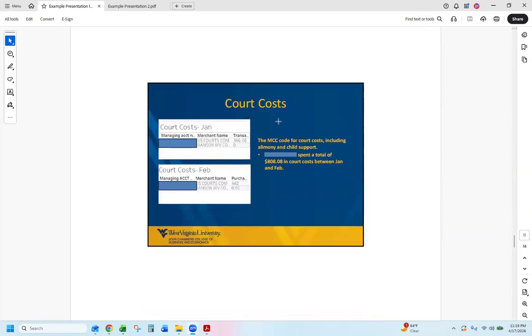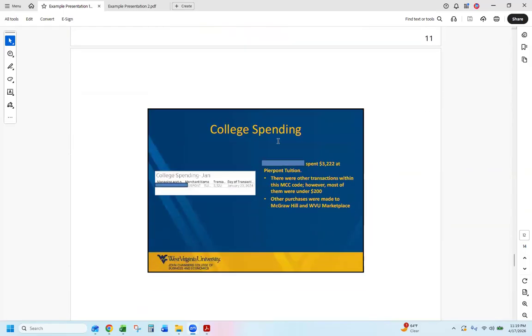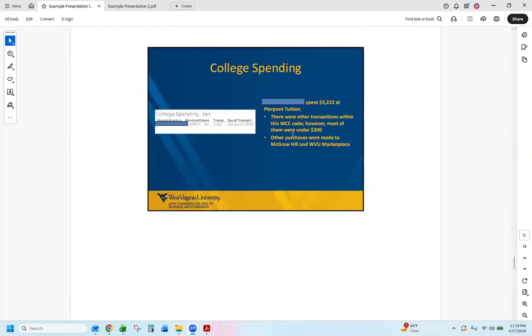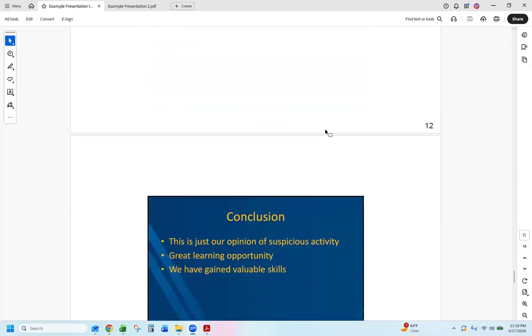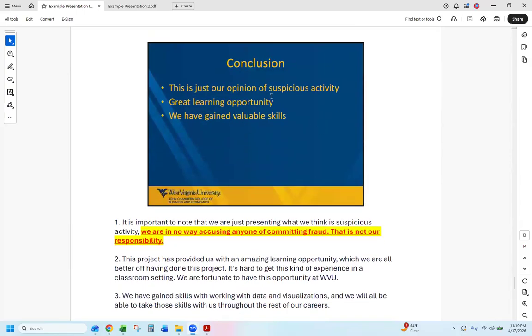Court costs, that's sort of weird. You would think the court costs generally would be paid by an individual. College spending, these were transactions to colleges. I actually do think there's some spending allowed in certain programs where they're allowed to take courses and stuff, but I'm not sure. But this one, they were fairly large transactions. And then here's the end.